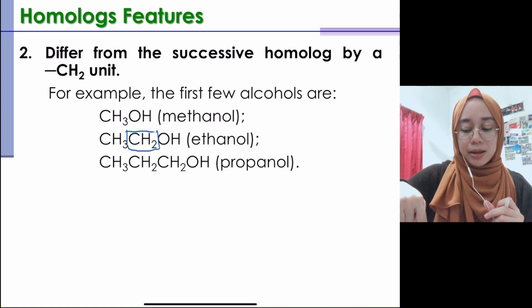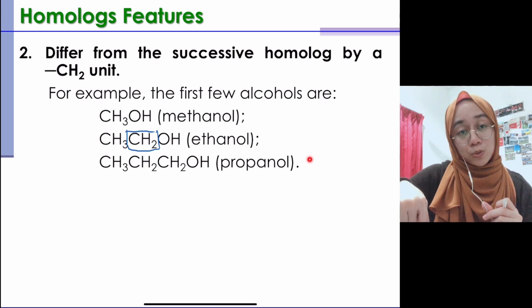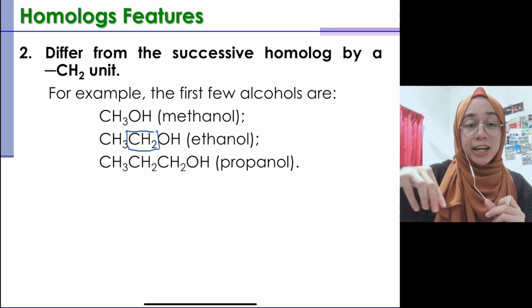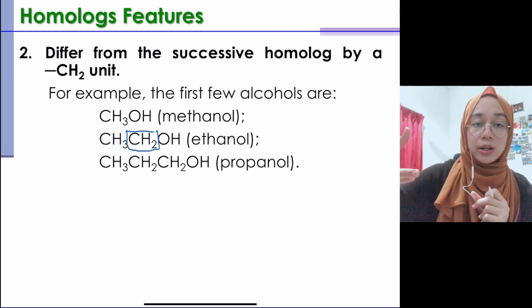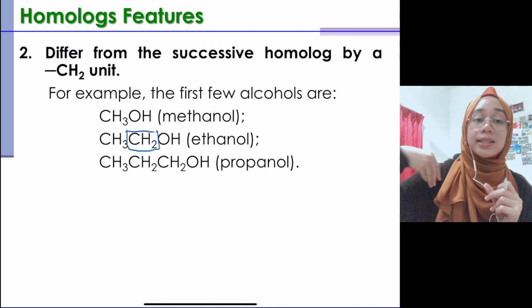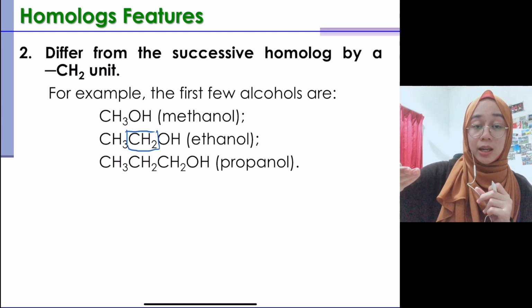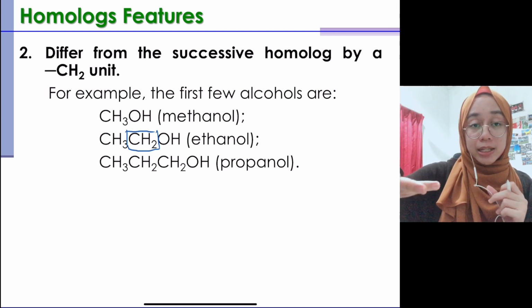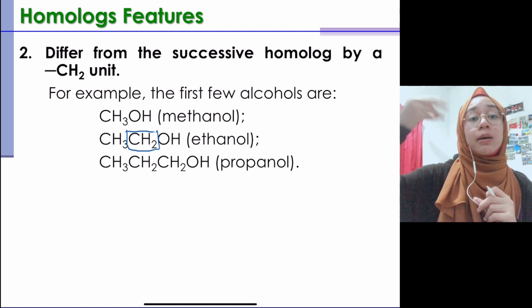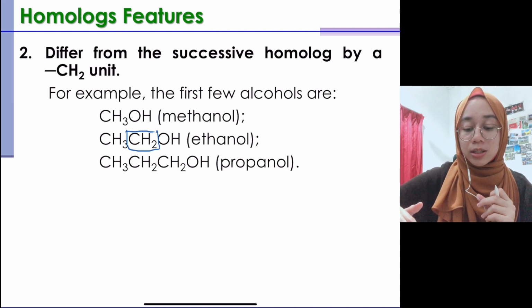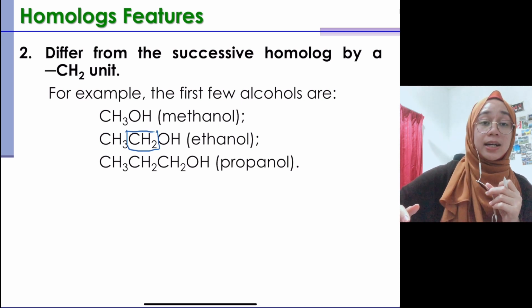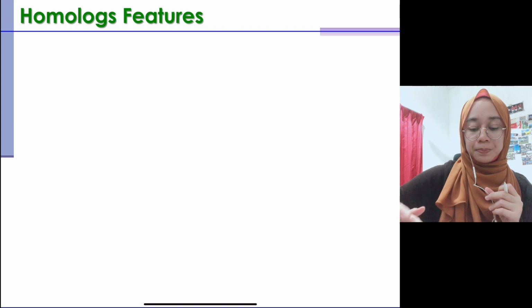As you can see, beza antara ethanol dengan propanol pula adalah sebanyak CH2 juga, kan? Propanol ni dia ada extra CH2. Kalau kita pergi kepada the next one, butanol pun, nak tahu butanol tu apa formula dia, just tambah another CH2. Daripada butanol pergi kepada the next one yang ada 5 carbon pula, just tambah CH2. Therefore untuk homologs features ni, they differ from the successive homologs by a CH2 unit.